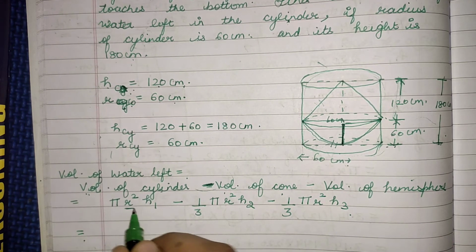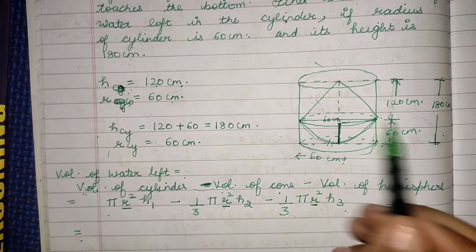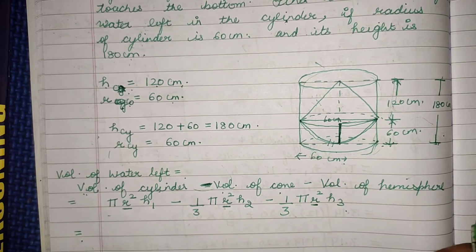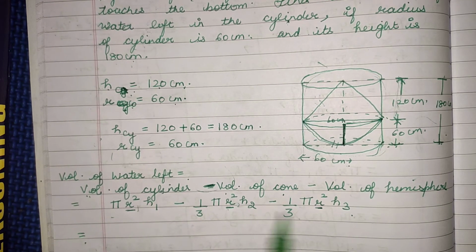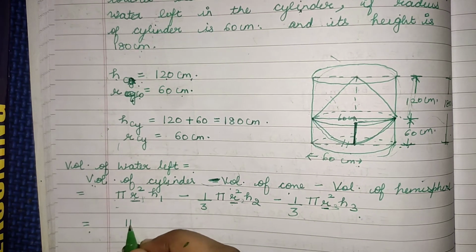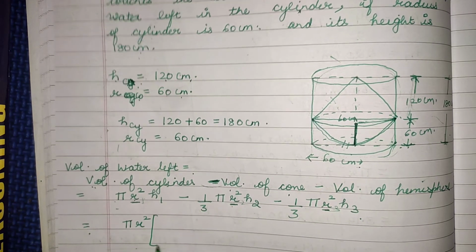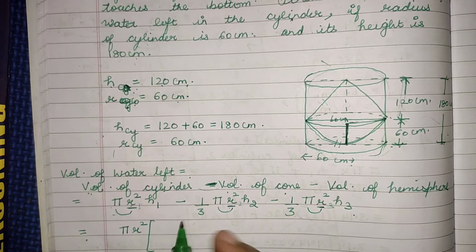So why have I not taken r1, r2, r3 for the radius? Because radius is same for all the figures. If the radius was different, then also I would have to take it as r1, r2 and r3. So now I can take out pi r square outside as common. This is pi r square, this is pi r square and this is pi r square.